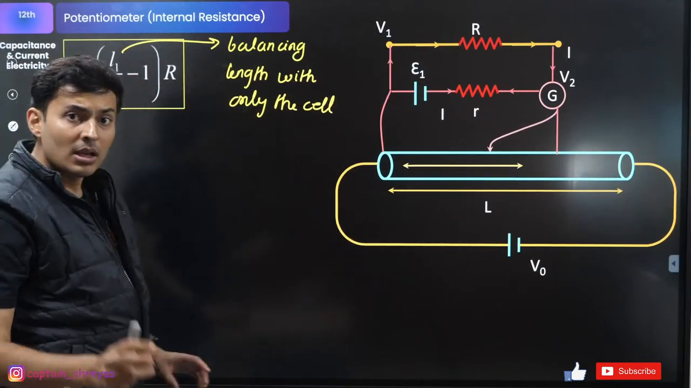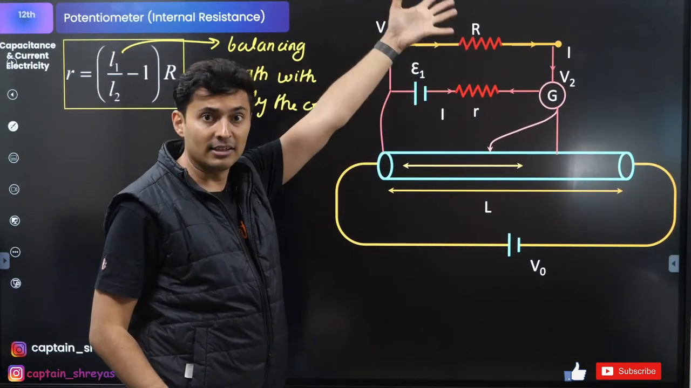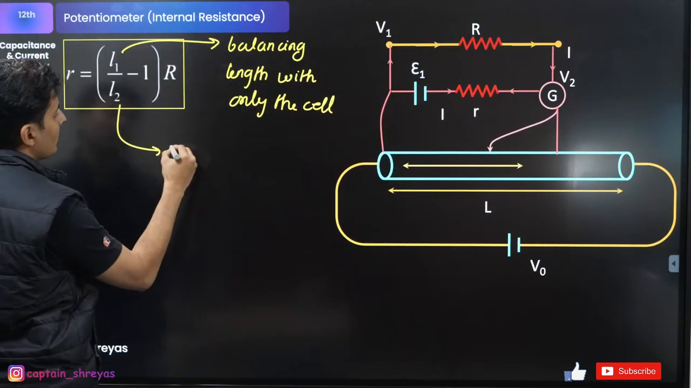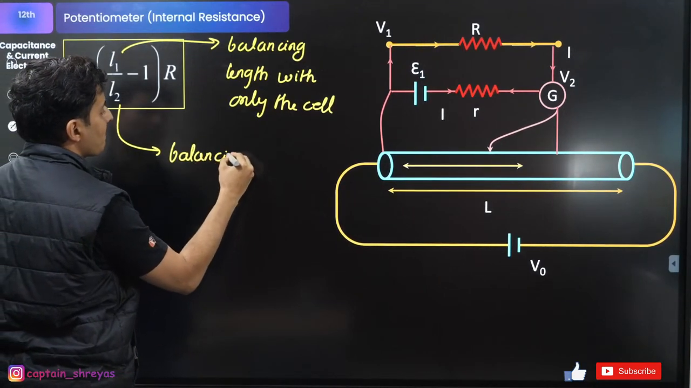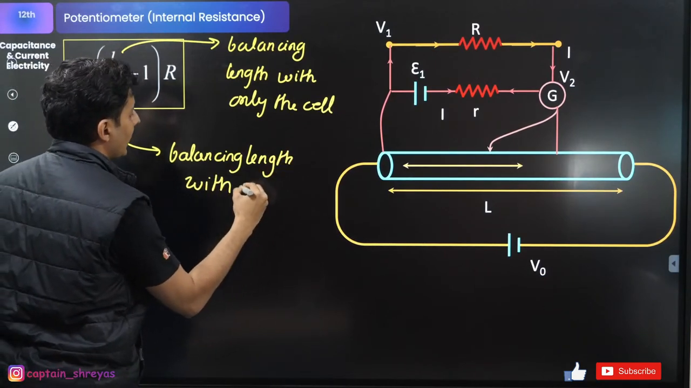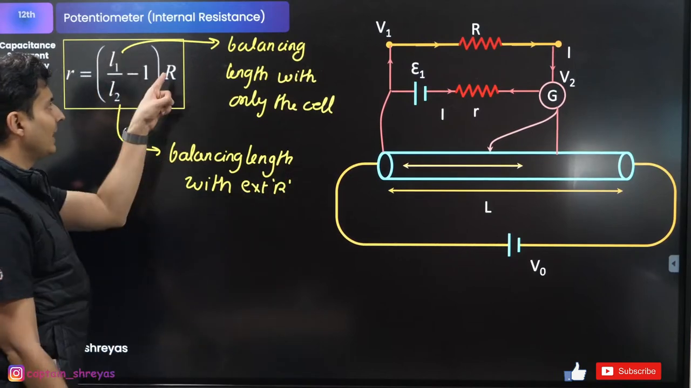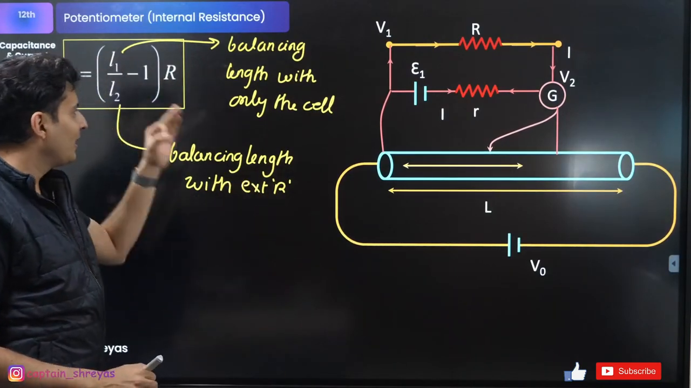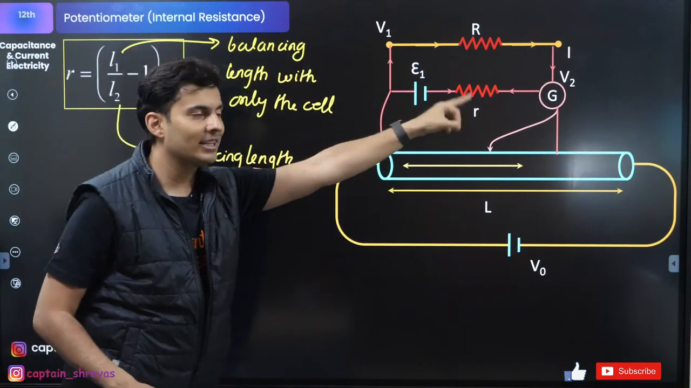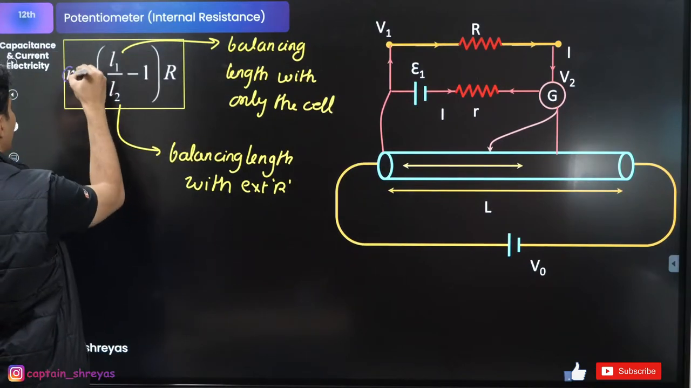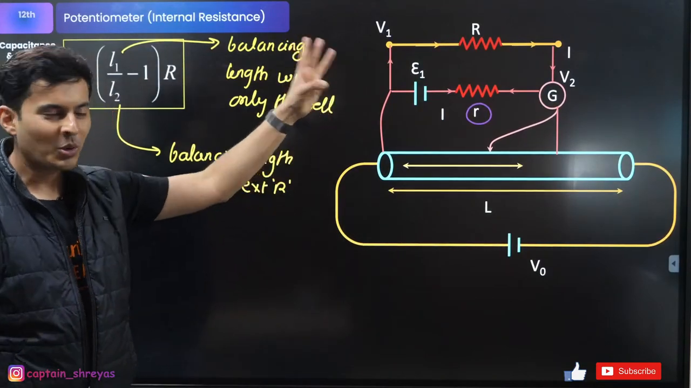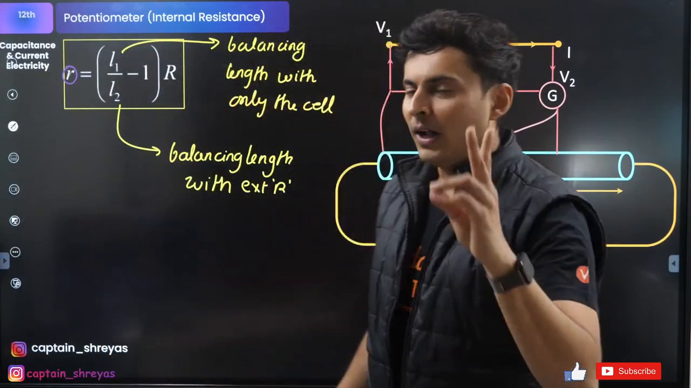That is L1. Now you take some other resistance, external resistance, and now find the new balancing length. So that is basically L2, the balancing length with external resistance R. Measure L1, measure L2, L1 by L2 minus 1 into R will give you the internal resistance. So this internal resistance you will get using this formula. So that's the third application of your potentiometer setup. All the three you should know.